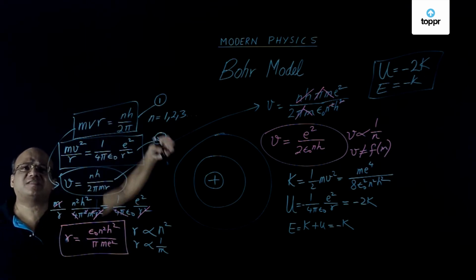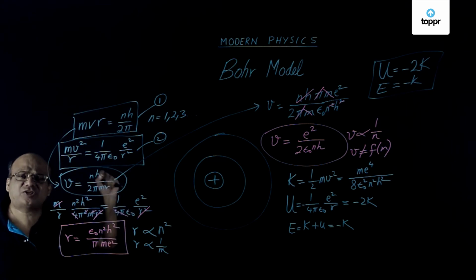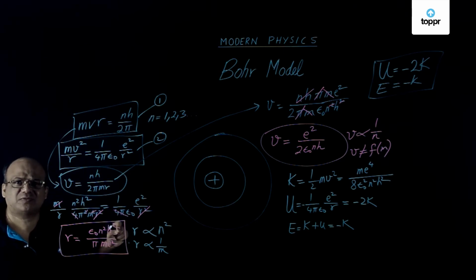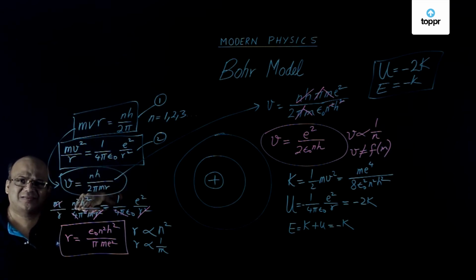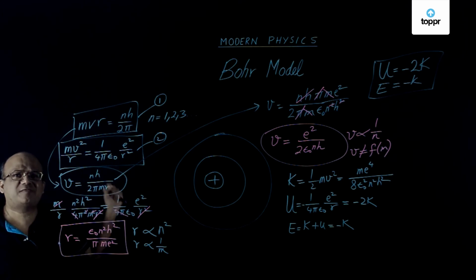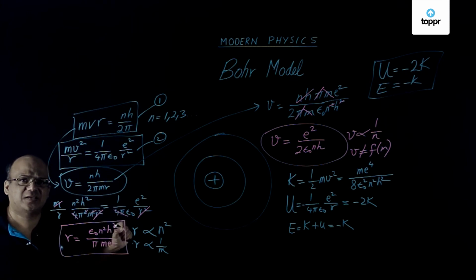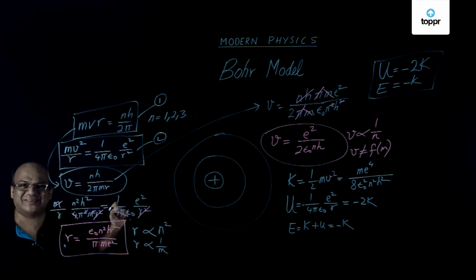Whenever a particle moves in a circular orbit, under the action of a force that obeys inverse square law, F proportional to 1 by r square, like gravitational force, electrostatic force. This is true for electron moving around nucleus, satellites moving around Earth. In this situation, U will be equal to minus 2k. U is potential energy, k is kinetic energy, and total energy E will be equal to minus k. Remember that, very, very important.